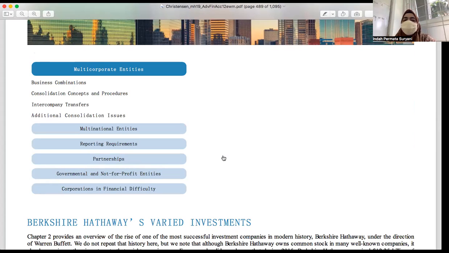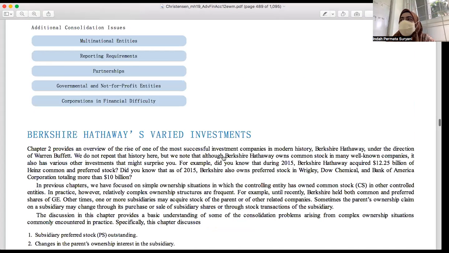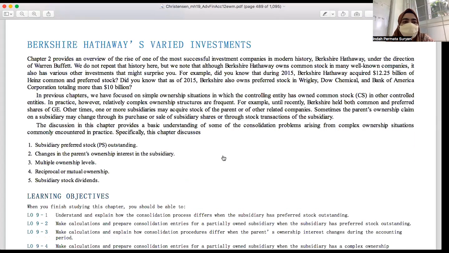because this is closely related to intercompany transfers, and another topic that we've discussed in financial accounting one is also related. So I'm just going to explain a brief overview about this topic. In this book, there is an illustration about Berkshire Hathaway's direct investment.